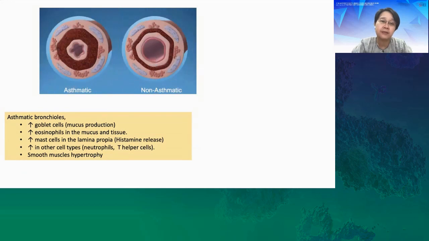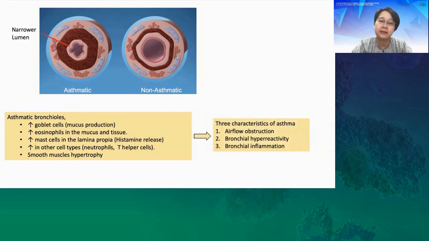So this is just a diagrammatic pictorial showing the cross-section of the airways in an asthmatic patient and a non-asthmatic. And what you can obviously see is that the lumen is narrow. So remember all these things that happen in asthmatic bronchioles. What it leads to is the three characteristics of asthma: airflow obstruction, bronchial hyperreactivity, as well as bronchial inflammation. So over here, the arrow shows a narrower lumen, and this hyperreactivity is the reason why we have symptoms that wax and wane, and during periods, they can be almost well.